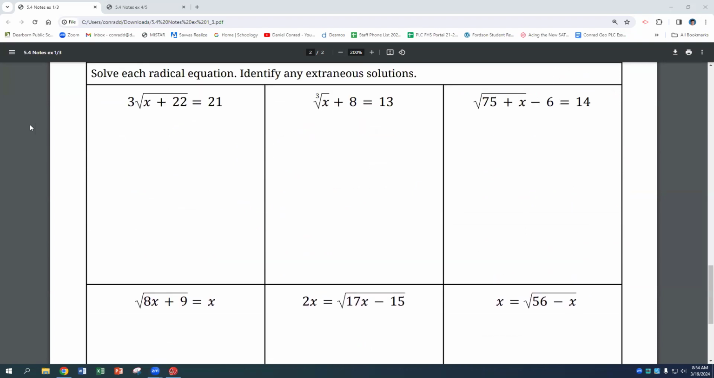Okay, so first one, I have a radical, so I want to get the radical by itself. So I'm going to start by dividing both sides by 3. Right, so we divide both sides by 3. This 3 cancels, we get square root of x plus 22 equals 7. Okay, now we can square both sides. So we get x plus 22 equals 49. And then we subtract 22 on both sides. So you get x equals 27.